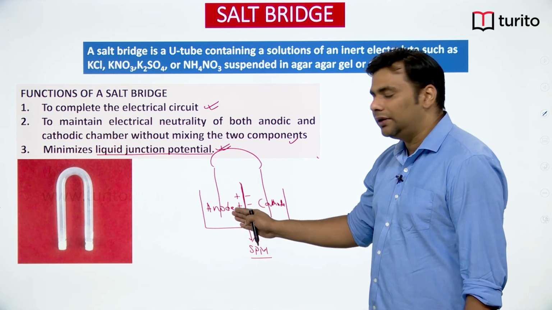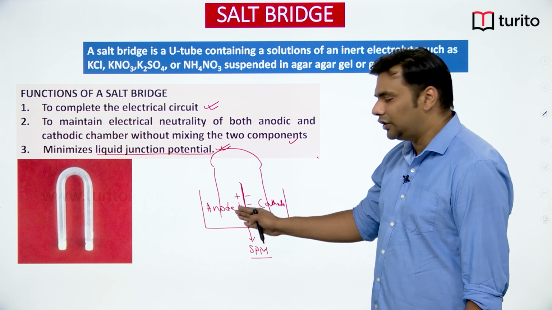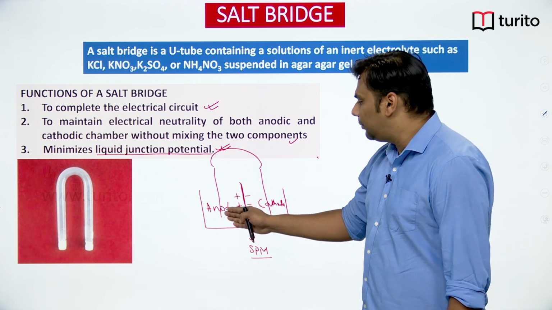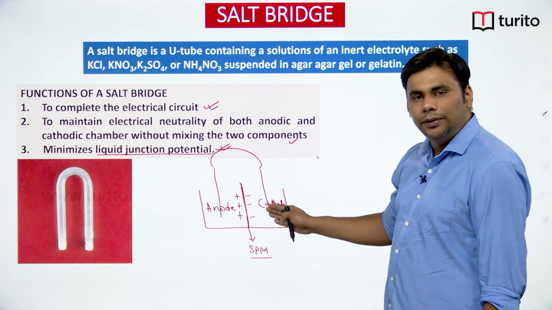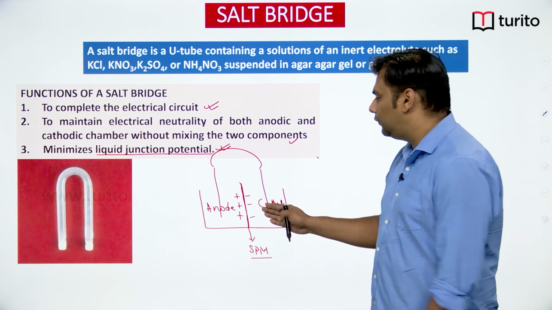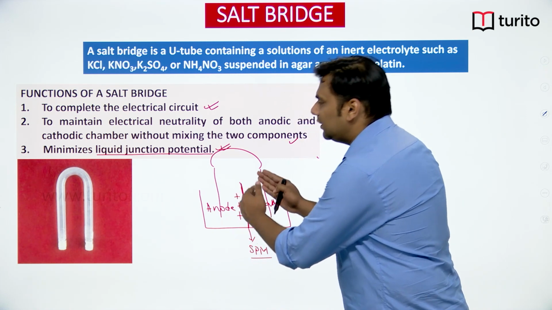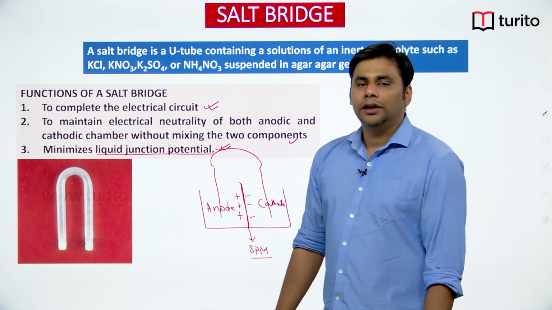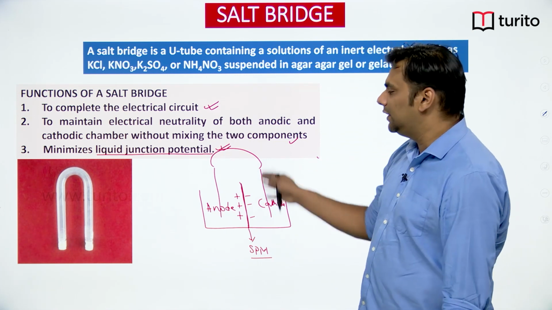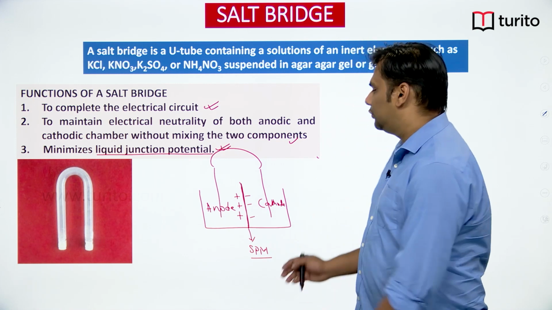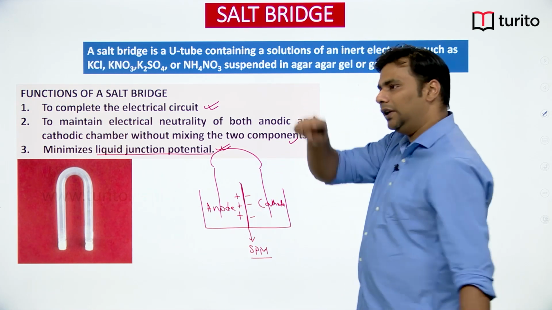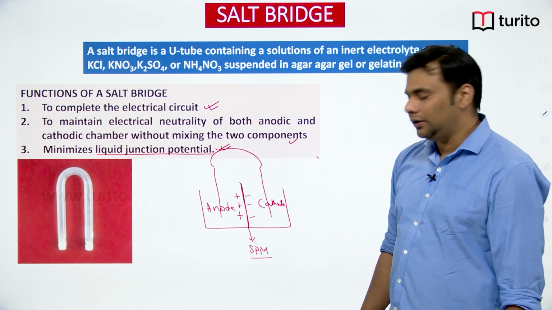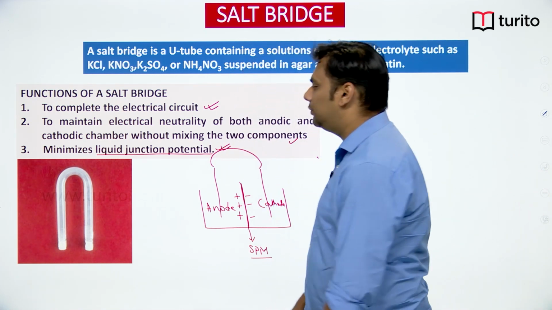So basically in the anode there would be development of excess positive charge, and in the cathode there would be development of excess negative charge, due to which the positive and negative charges at the junction would orient, and it would lead to the formation of a double layer, which would lead to a potential. So that would decrease the overall potential of the cell. So what we do is separate these two solutions and join them through a salt bridge. So the role is to minimize the liquid junction potential. Hope this is clear to you.